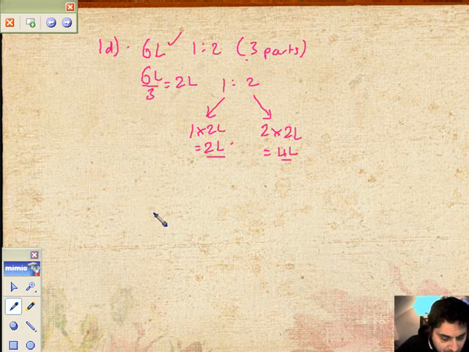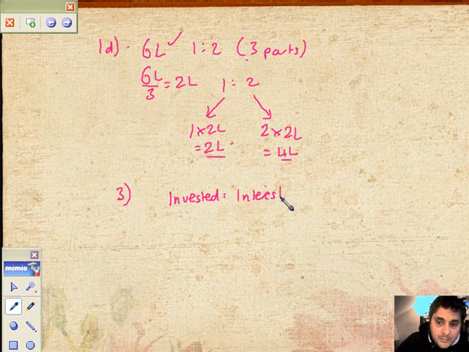I think I'll do one more, going straight into question 3. It's a bit of a storyline behind it. It says in a savings account the ratio of the amount invested to the interest paid is 50 to 1. So I've got some amount invested in the bank and they're going to give me some interest, and the ratio is going to be 50 lots to 1 lot.